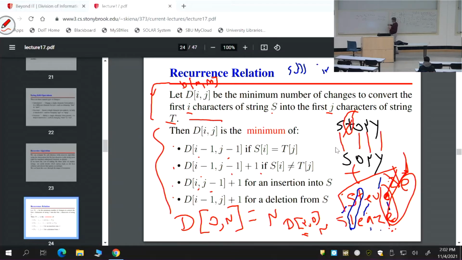Now, if these characters matched before, I would get the same recursive problem at a cost of 0. If they differed, I would have gotten them at a cost of 1 by just substituting 1. There's no reason why substituting both of them at a cost of 2 is going to be a winning move. Yeah?